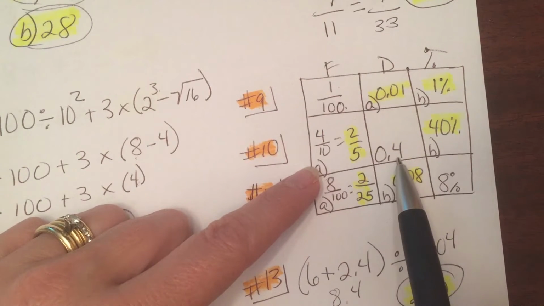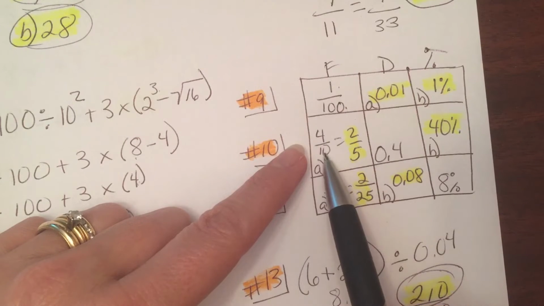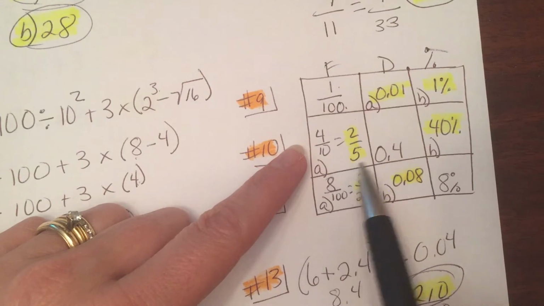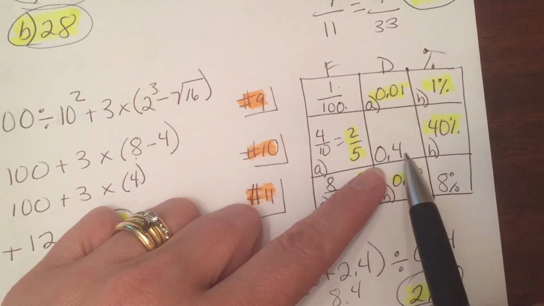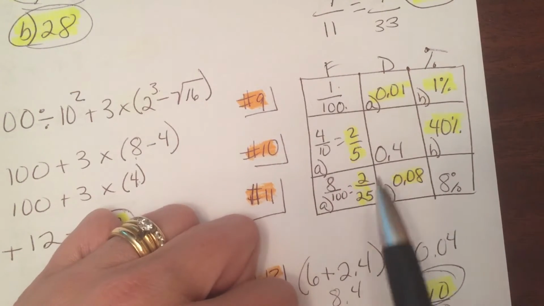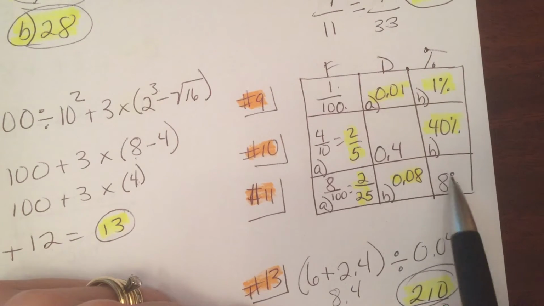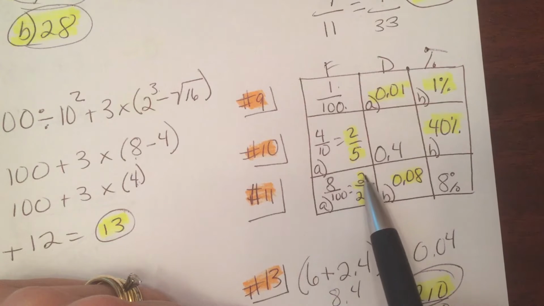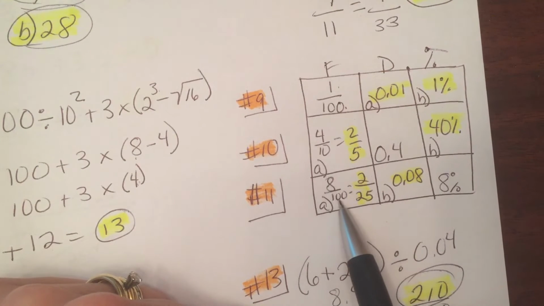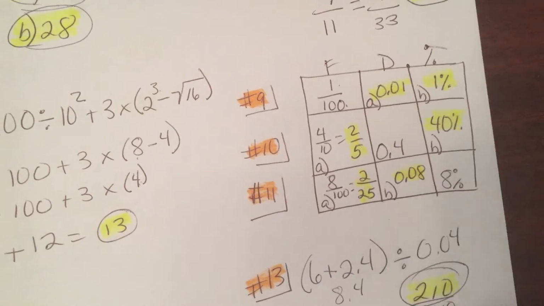On number 10, they give us 4/10. Now, to write it as a fraction, 4/10 reduces to 2/5. Now I need to make it a percent, so I multiply by 100, bump, bump, 40%. Number 11, they start out with 8%. I know that 8% means 8 over 100, which reduces to 2/25. 8/100ths, written as a decimal, is here, 8/100ths.